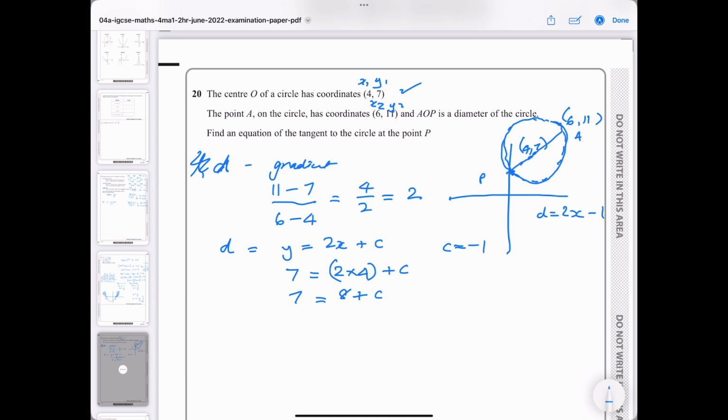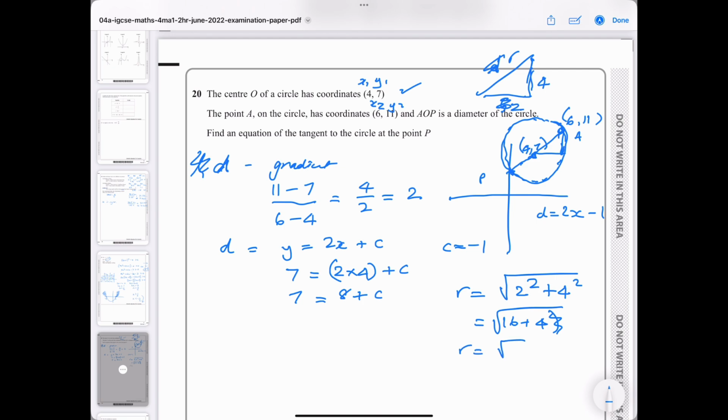Now we could do with knowing how long the actual diameter is. If we make a little triangle out of that, 4 to 6 is 2, 7 to 11 is 4. So we know that the length of this, half D, let's make it r, so r equals the square root of 2 squared plus 4 squared. That's from a squared plus b squared equals c squared. So that's 4 plus 16, square rooted. So r equals root 20, and so d equals 2 root 20.